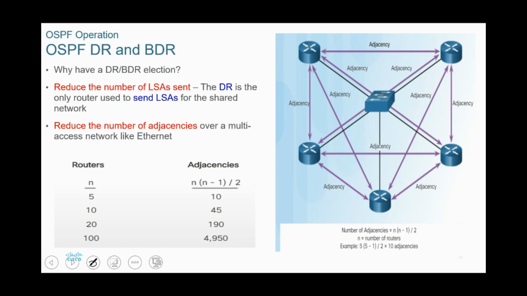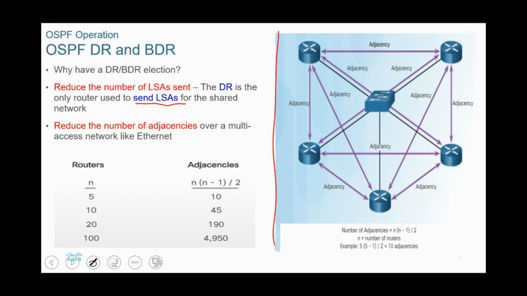Okay, now why have a DR and BDR election? The first reason is that it reduces the number of link state advertisements sent. The DR, the designated router, is the only router used to send link state advertisements for the shared network. That means you don't have to allow all the routers to send link state advertisements. So you try to reduce it. That's why you need a DR and BDR election, especially in a multi-access network.